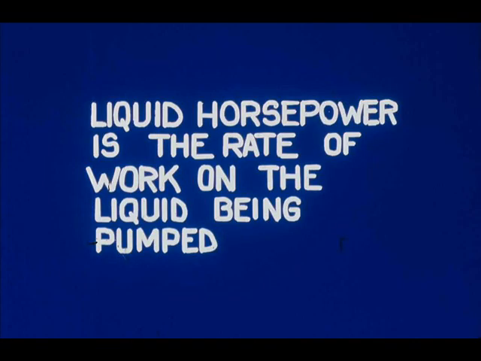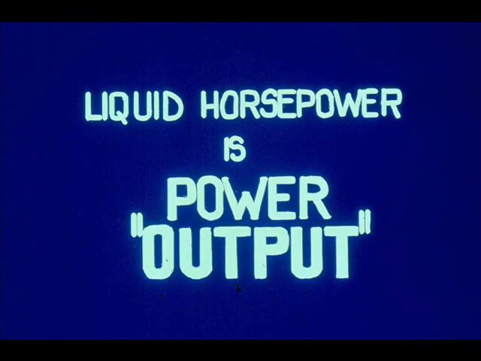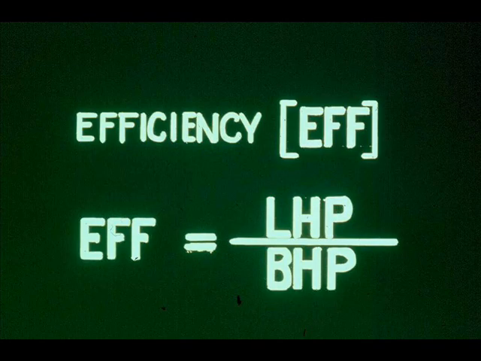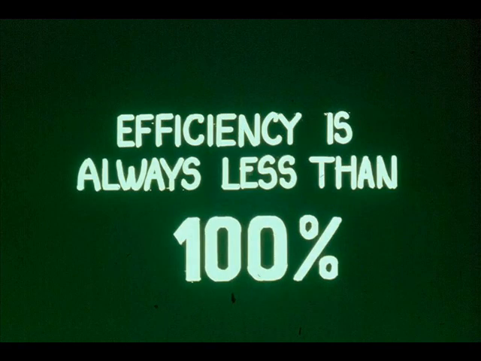Liquid horsepower is the rate of work on the liquid being pumped. Liquid horsepower is power output. The liquid horsepower output is always less than the brake horsepower input because of power losses in the pump. The efficiency of a pump equals the liquid horsepower output divided by the brake horsepower input. Since you must always put more power into a pump than you get out of it, the efficiency is always less than 100%.